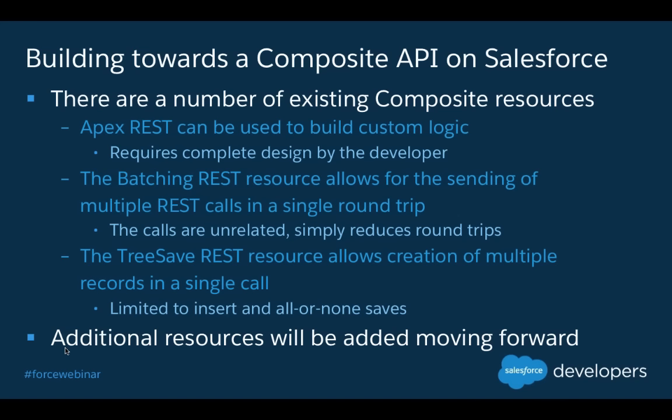The batching REST call that I went through will allow you to do unrelated calls. It'll reduce the number of round trips. Tree save allows multiple records in a single call. It's limited to insert and all-or-none saves. Keep that in mind. Now, in the future, Safe Harbor, we will be adding additional resources and additional functionality here. So the ability to take these 3 types of calls and start to intermingle them together. Like I said earlier, take outputs from one result and pass them as inputs into another, giving you the ability to do multiple lookup relationships in a single call, etc. But that is future-looking technology, so it's just a sneak peek at what we're looking to do.